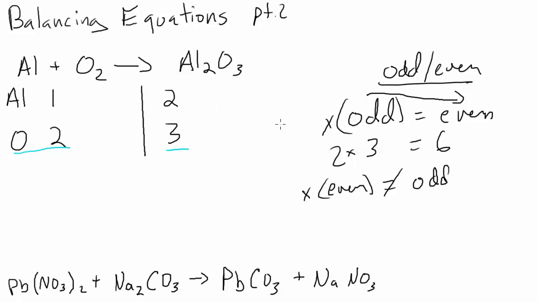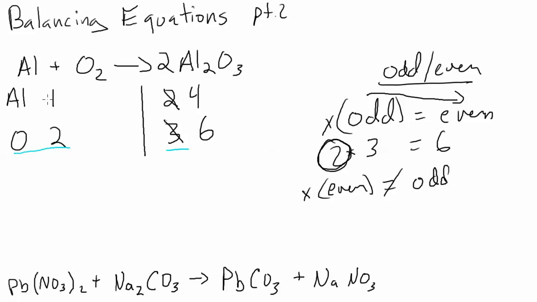The easiest coefficient to use to try to change an odd number into an even number is 2. Because anytime you multiply any number by 2, you get an even number. So what we're going to do is start by trying a coefficient of 2 in front of the aluminum oxide. So that changes the aluminum to 4, and it changes the oxygen to 6. And now we have an even number. And you can multiply an even number by another number and get an even number.